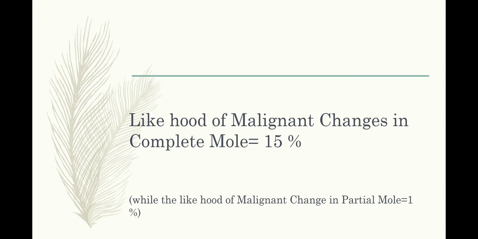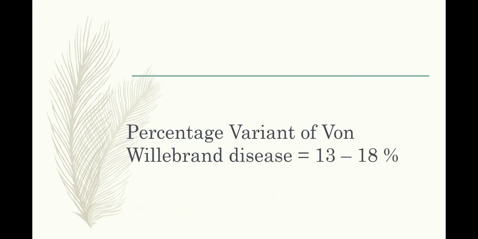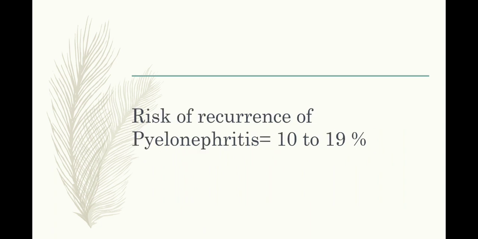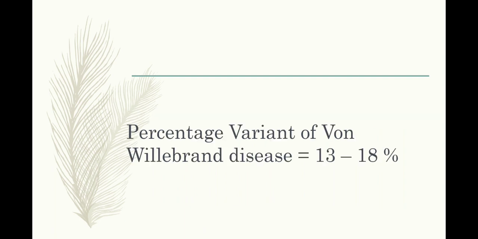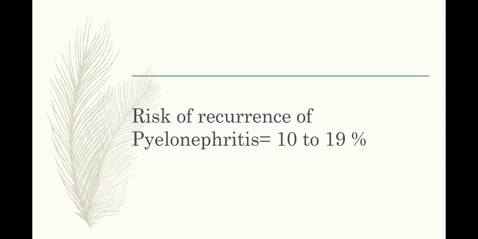Now, the percentage variant of von Willebrand disease, that is 13 to 18%. So this percentage is between 10 to 18%. The previous percentage, the likelihood of malignant change in complete mole, was 15%. That is also in the range of 10 to 20%, and this percentage is also in the range of 10 to 20%.